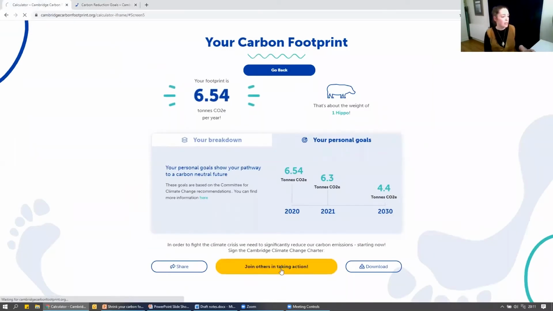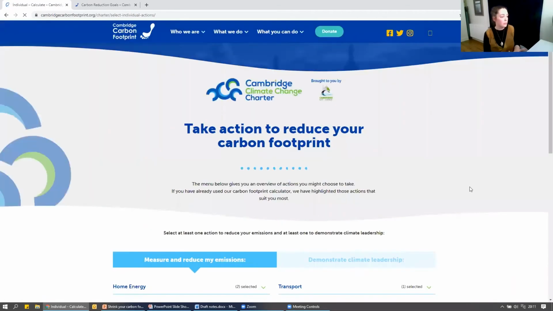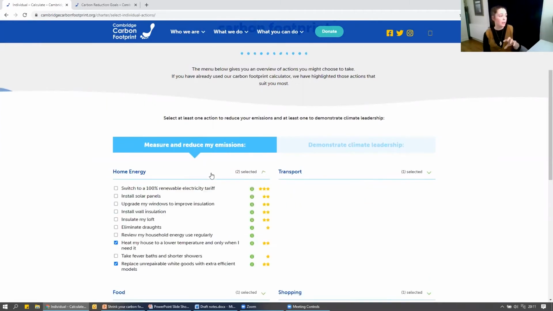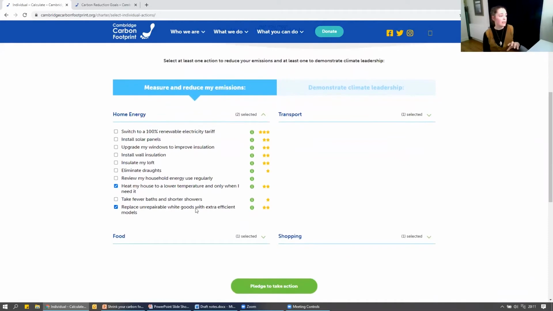So the final step, once you calculate your carbon footprint, hopefully, is to take action. You'll notice when you click through that it gives you options in two key areas: measuring and reducing emissions, and also demonstrating climate leadership. You'll see that it's automatically selected some actions for me. It's suggesting that I heat my house to a lower temperature and only when I need it, and replace white goods with extra efficient models.